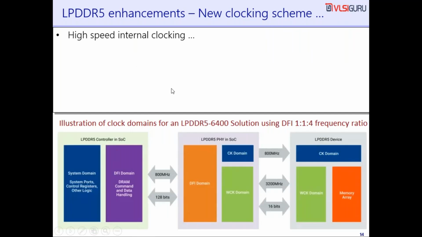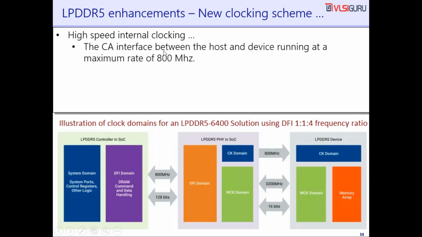So this shows the high speed clocking, where you can see the controller. You have got the controller, the control registers, and the other things, and the DFI, the interface between the controller and the PHY, running at 800 megahertz with 128-bit interface. The interface between the PHY and the device is running at 3200 megahertz. Only the clock domain running at 800 megahertz, but this WCK running at 3200 megahertz with 16-bit interface. The CA interface between host and device running at maximum rate of 800 megahertz.